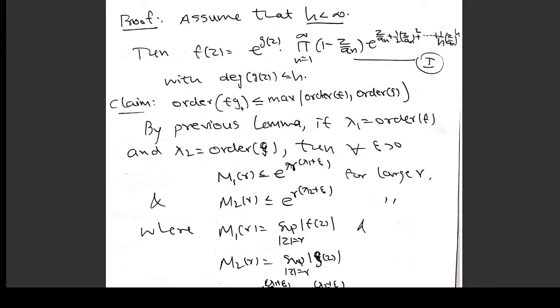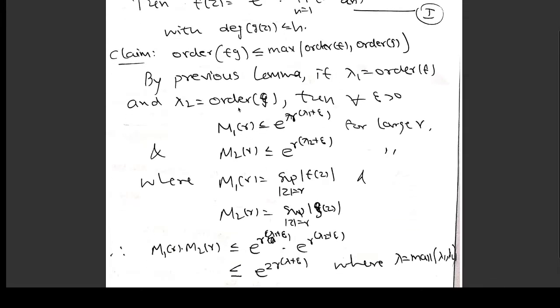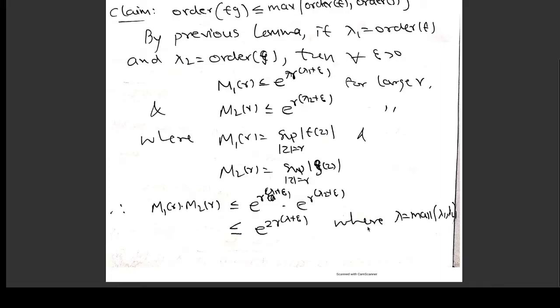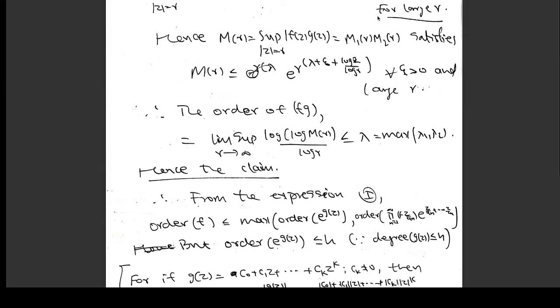So first we observe that the order of fg is less than or equal to the maximum of the order of f and the order of g. That is easy. It is a simple observation: if you denote M1 as the supremum of f and M2 as the supremum of g, and lambda 1 and lambda 2 are the orders of f and g respectively, then they will satisfy these inequalities, and that will give you that M1 M2 satisfy this inequality. And from this, if you replace by the maximum of lambda 1 and lambda 2, then a simple observation will give you that the supremum of fg is bounded by e raised to r power lambda plus epsilon plus something like this, log 2 by log r.